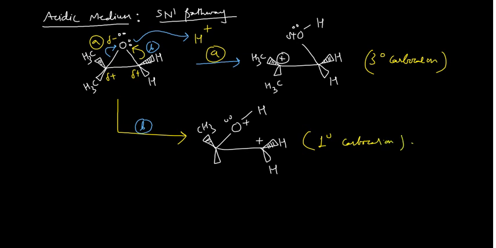Okay, so this would be the more stable one. This would be more stable, and this would be less stable. From the basics of organic chemistry, you know these things. So how does the reaction actually proceed further? In that case, you can take any nucleophile, right?